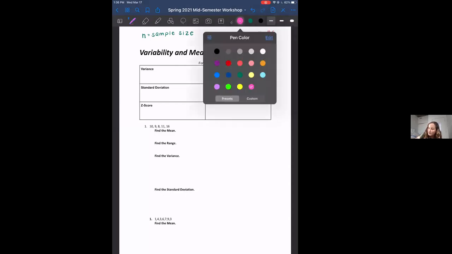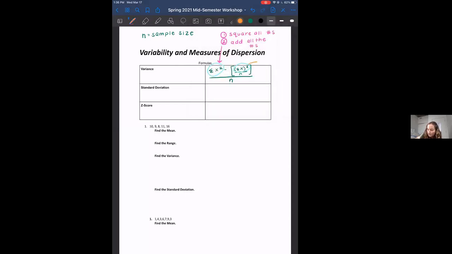And then for the other one, that is the sum of all the numbers and then you square it. So first you add all the numbers up, and then you square this sum number. So you only square one number. Does anyone have any questions on that?